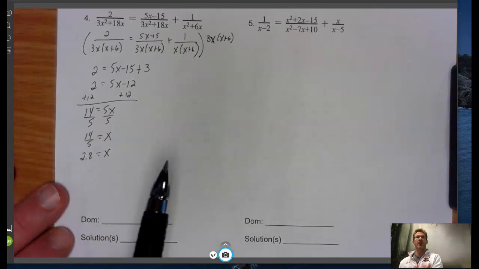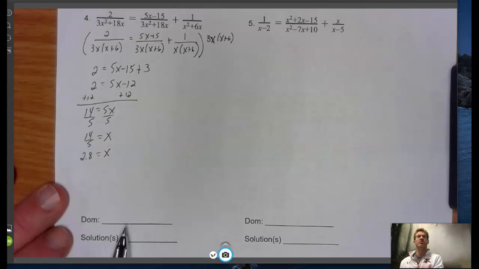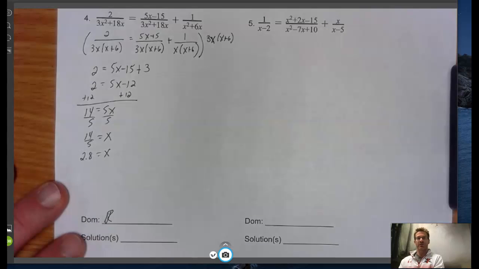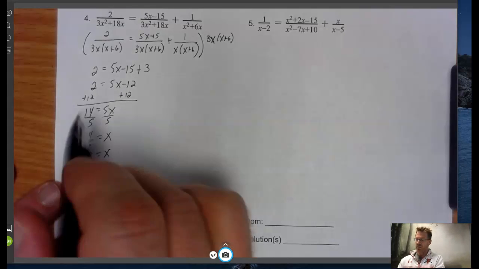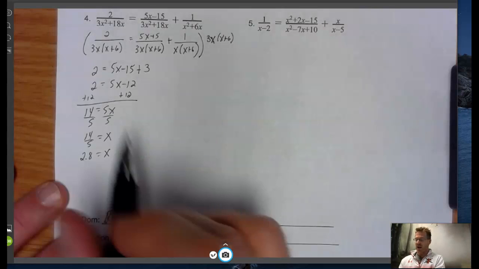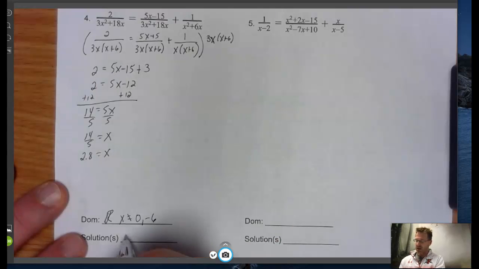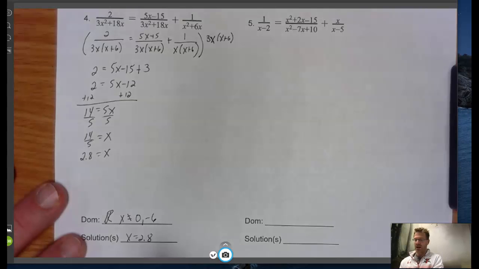Now, once again, I got in a hurry. I didn't write down my domain issues. Let's do that real quick. The 3, I don't have to worry about. 3 can never be 0, so that's okay. For this factor, x can't be 0. And for this factor, x can't be negative 6. And then my solution would be 2.8.